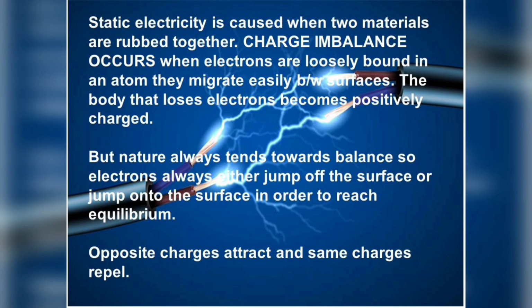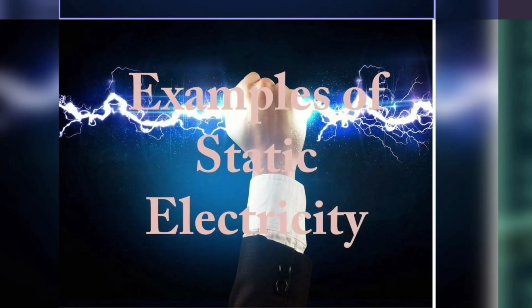Static electricity is caused when two materials are rubbed together. Charge imbalance occurs when electrons are loosely bound in an atom. They migrate easily between surfaces. The body that loses electrons becomes positively charged. But nature always tends towards balance, so electrons either jump off the surface or jump onto the surface in order to reach equilibrium. As I've said in slide 1, opposite charges attract and same charges repel.